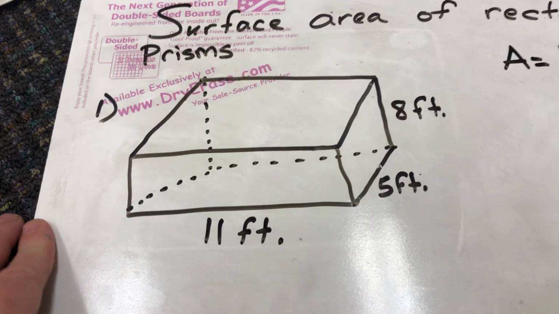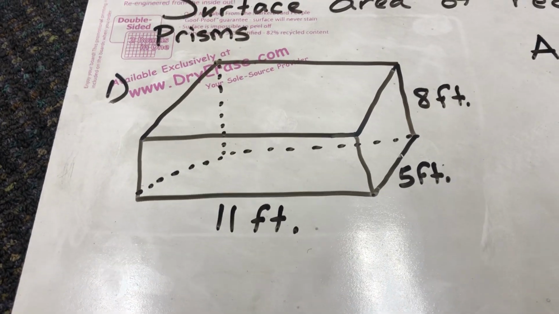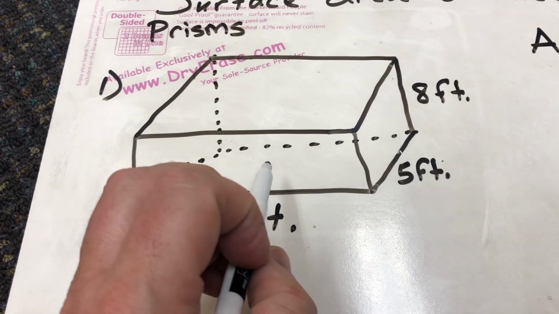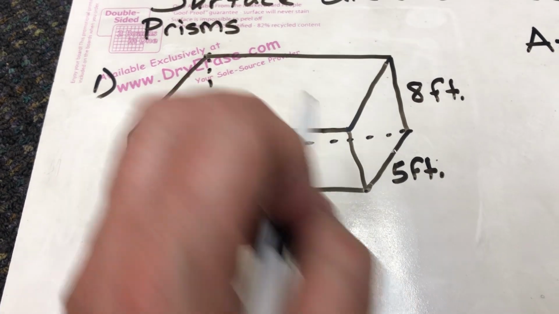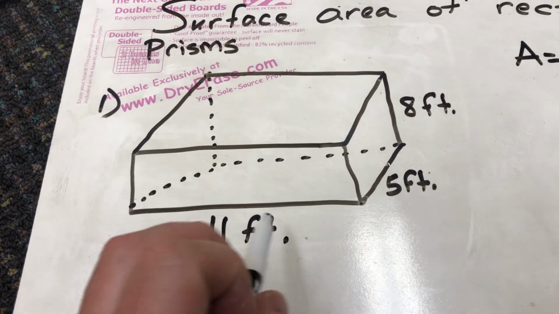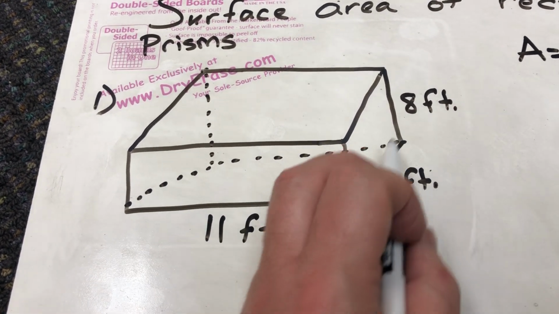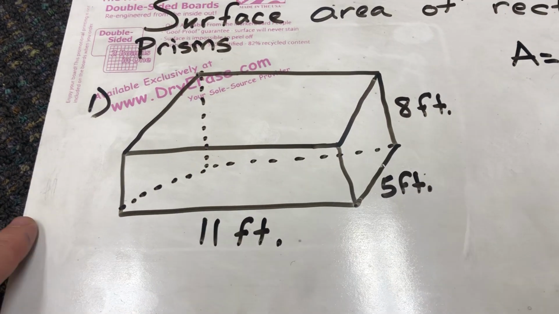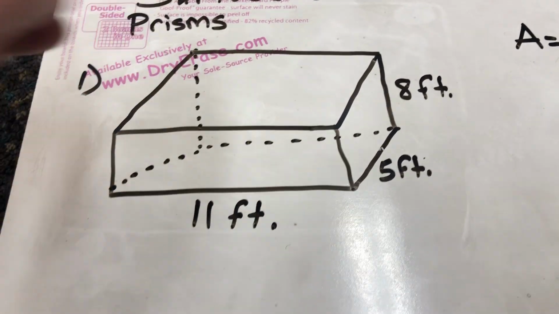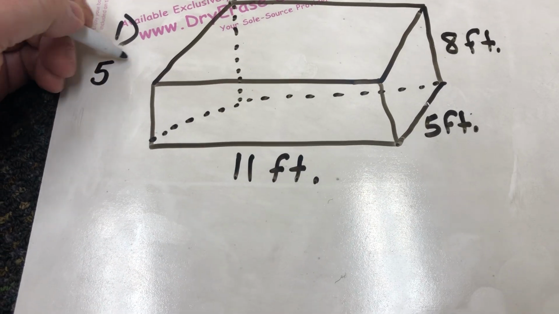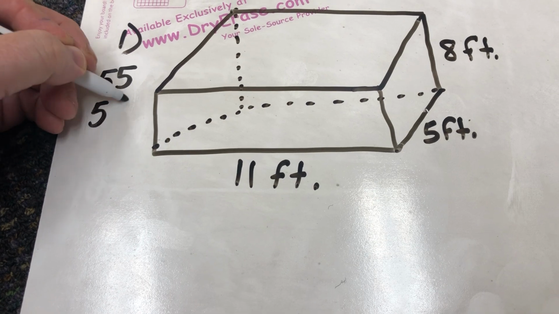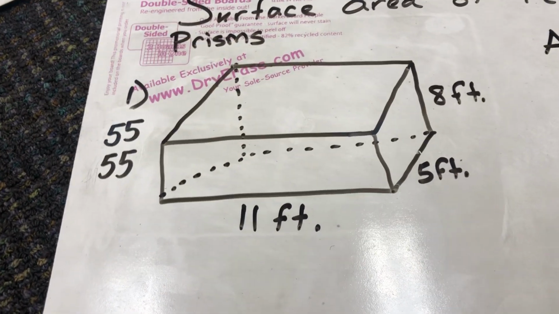So if I'm looking here, first of all, the first thing I want to figure out and remember in my mind is that if the bottom and the top are the same, I should only need to figure out that once. The bottom here, the length is 11, the width is 5, and 11 times 5 is 55. So if the bottom is 55, then that tells me that the top is also 55. So I should make a note of two 55s.